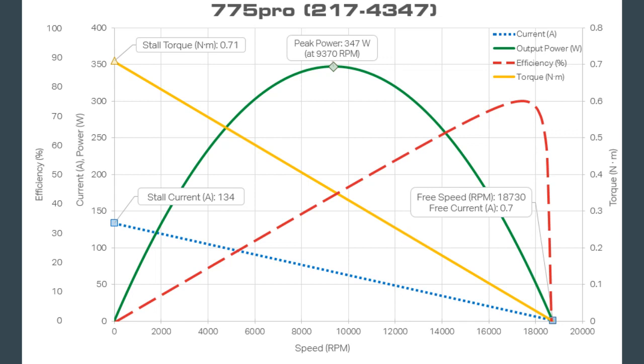The red dash line, that's efficiency. So when are you going to have the highest efficiency? Around 18,000 RPM, at 12 volts. This whole chart is assuming 12 volts. Do you remember how the stall torque varies if we were at 6 volts? It'd be half, just linearly. Instead of this line, it would be half of that, because it would be halved at every point.